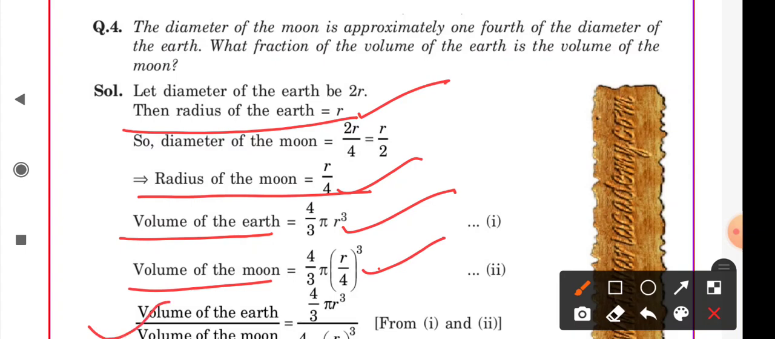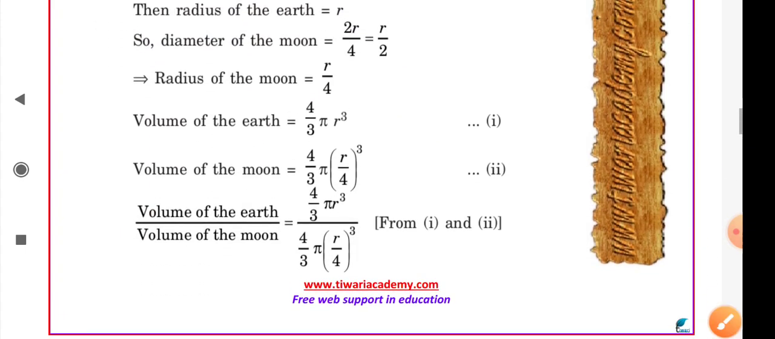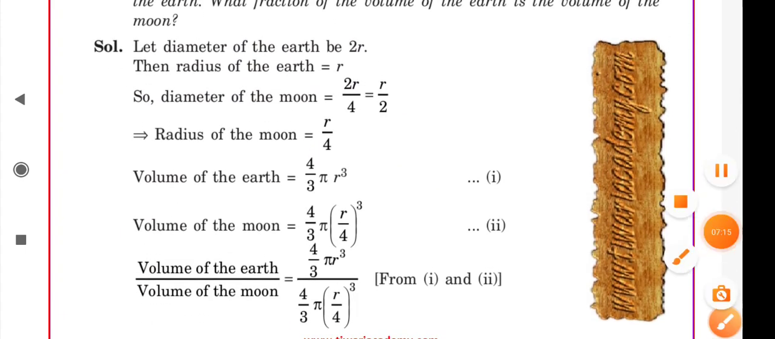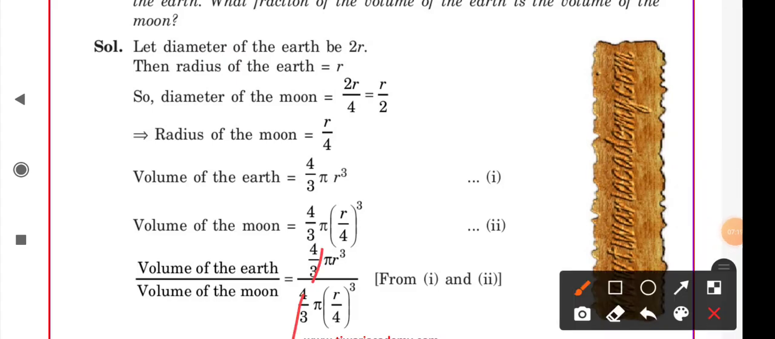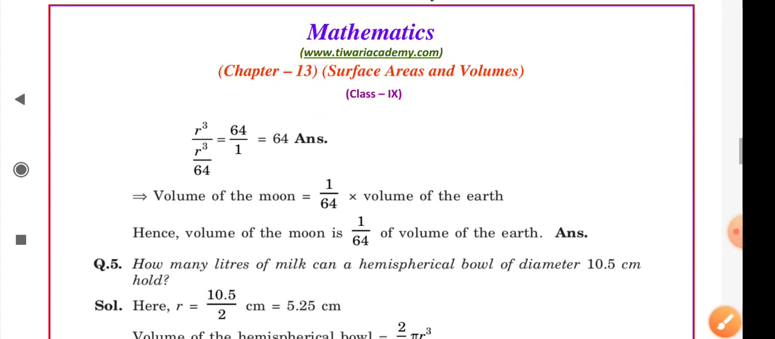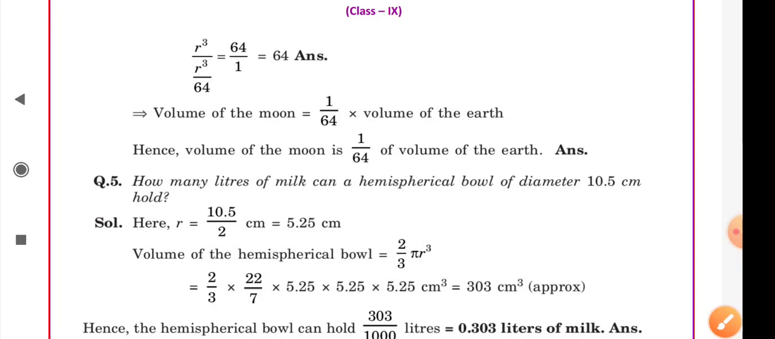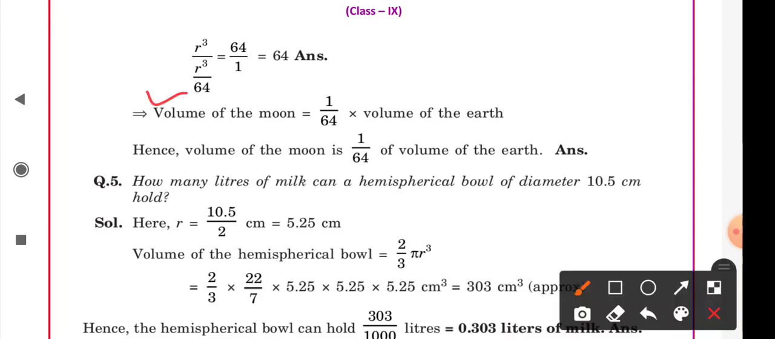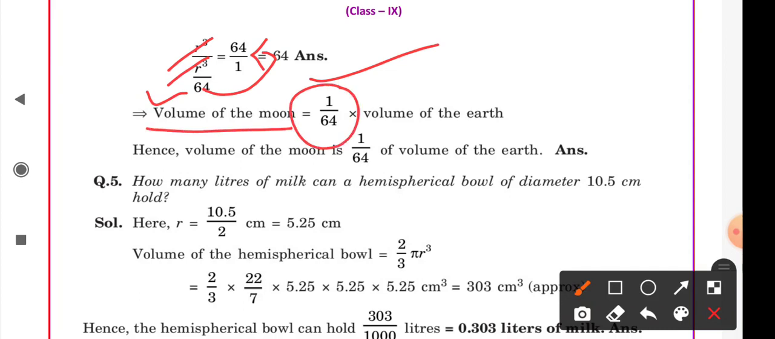Now you will find the ratio of their volumes, and for finding the ratio of the volumes, you will just cancel. You can see that 4 upon 3 will be cancelled by 4 upon 3, pi will be cancelled by pi, and in the denominator it will be converted into r cube upon 64. R cube will be cancelled by r cube, and 64 will move up. It will be 64:1, which is the answer to the question. Or you can say that the volume of the moon is 1 upon 64 times the volume of the earth. This is what you had to prove.